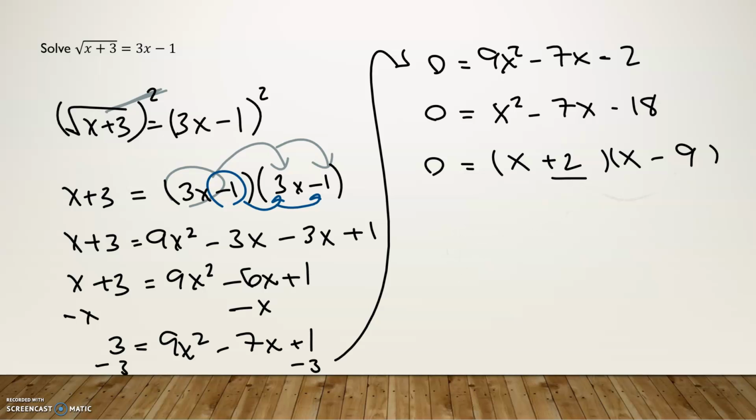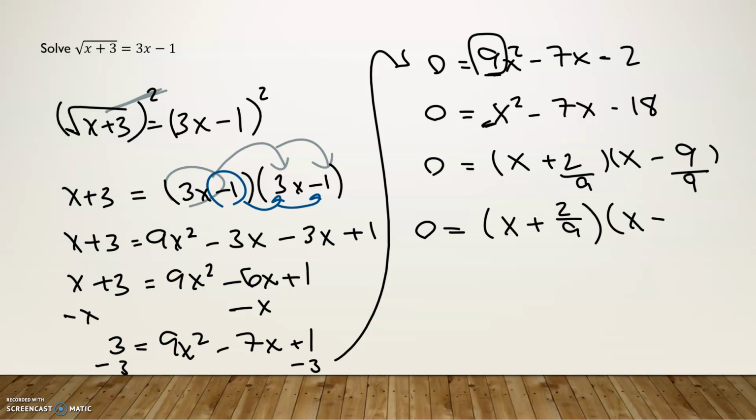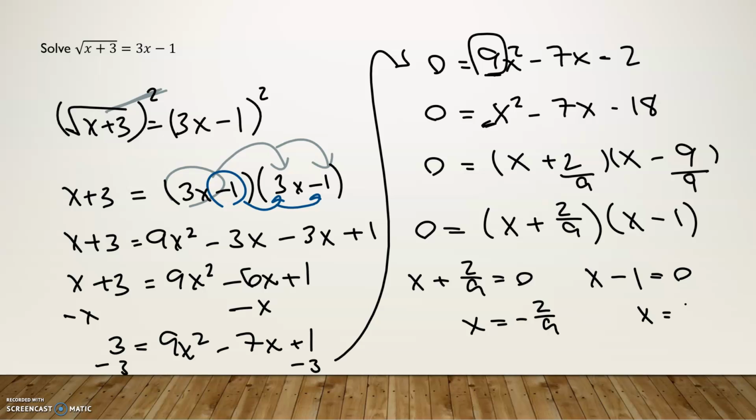Okay, so then what I need to do is come back, because I took away this 9. I dropped it from here to here. I need to go back and divide both of these by 9. So now I have x plus 2 over 9, x minus 9 over 9, that's 1. All right, two things multiplied together equal 0. I'm going to separate these out, set them both equal to 0, and solve. So this will be x is equal to negative 2 over 9. This will be x is equal to 1.